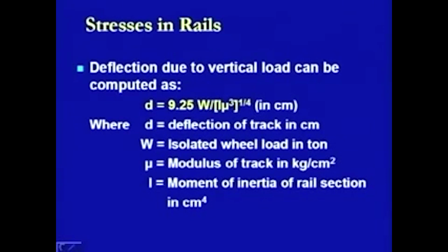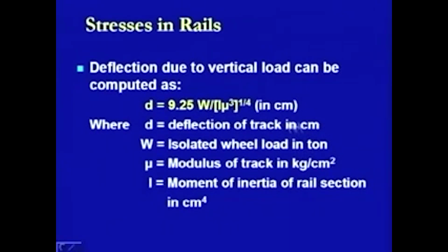In this case, the deflection D of the track is equal to 9.25 multiplied with W, where W is the isolated wheel load, divided by the fourth root of I multiplied by the cube of mu, where I is the moment of inertia of the rail section and mu is the modulus of track in kg per centimeter square. So, we take the cube of mu, multiply it with the I value, take the fourth root of this, and find the value of D.